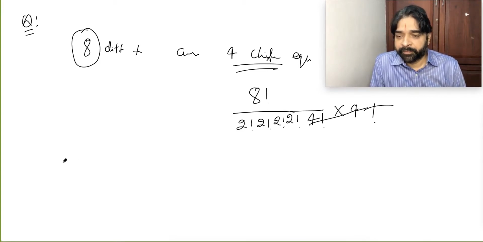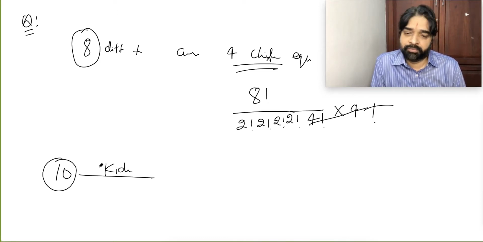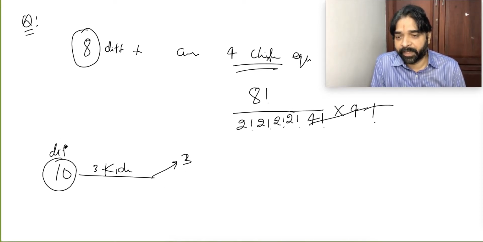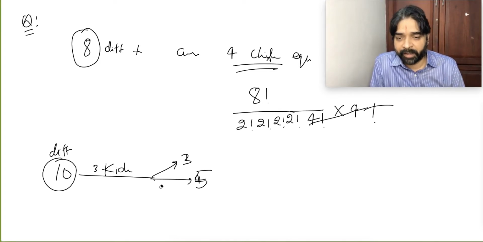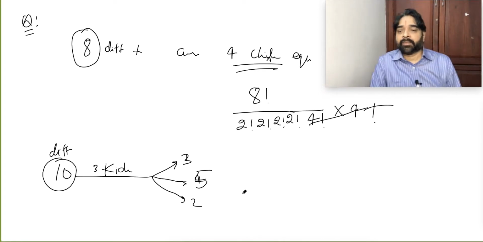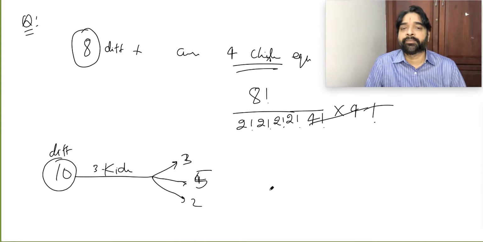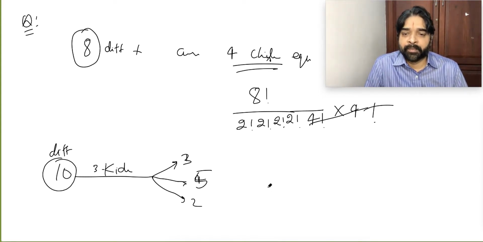Next. 10 objects into 3 kids like this. 10 different objects into 3 kids. One gets 3 objects, another gets 5 objects, another gets 2 objects. Objects or fruits, whatever you want to say. 10 different into 3 kids. One gets 3 objects, another gets 5 objects, other gets 2 objects.